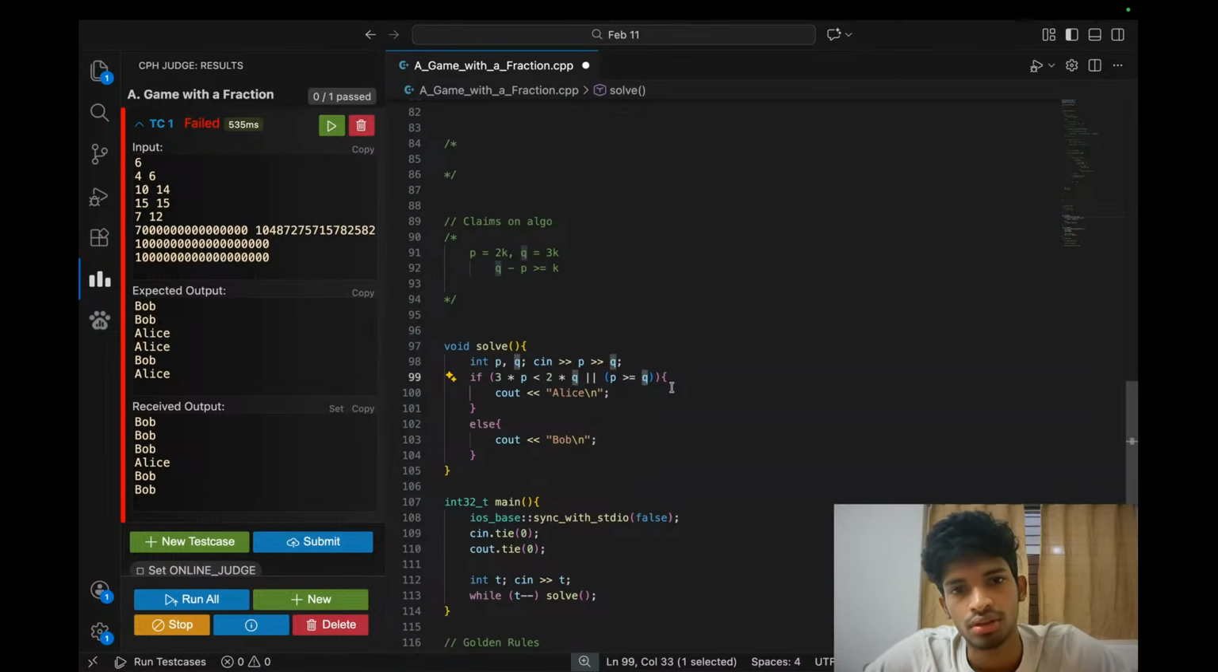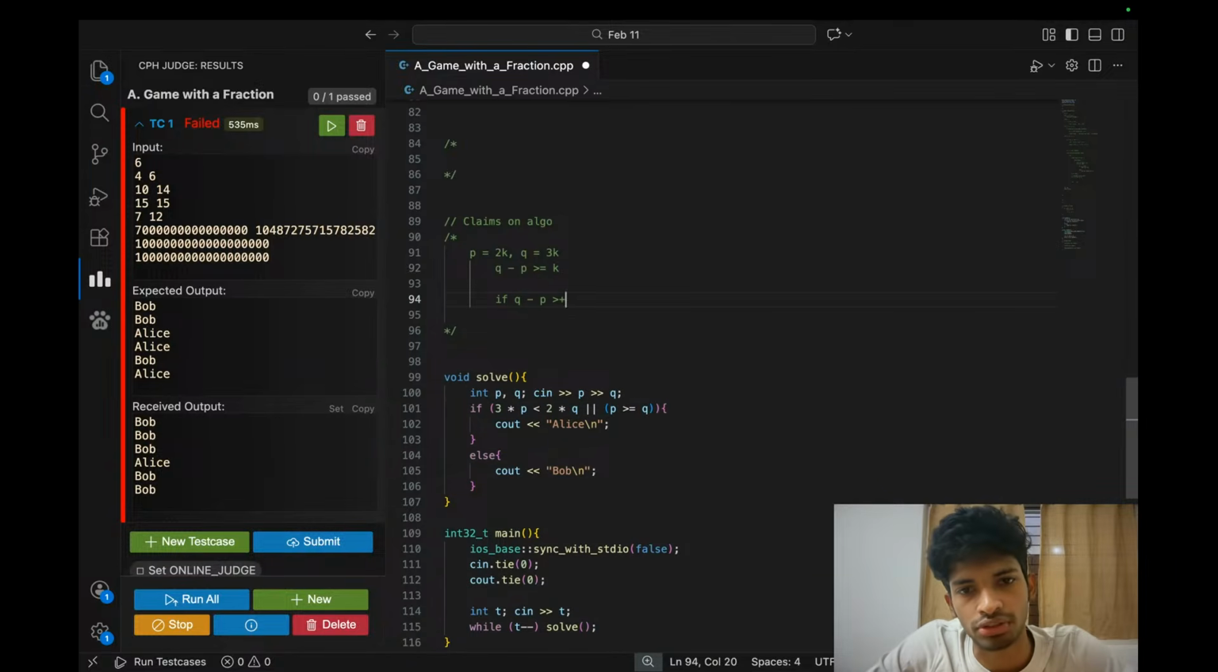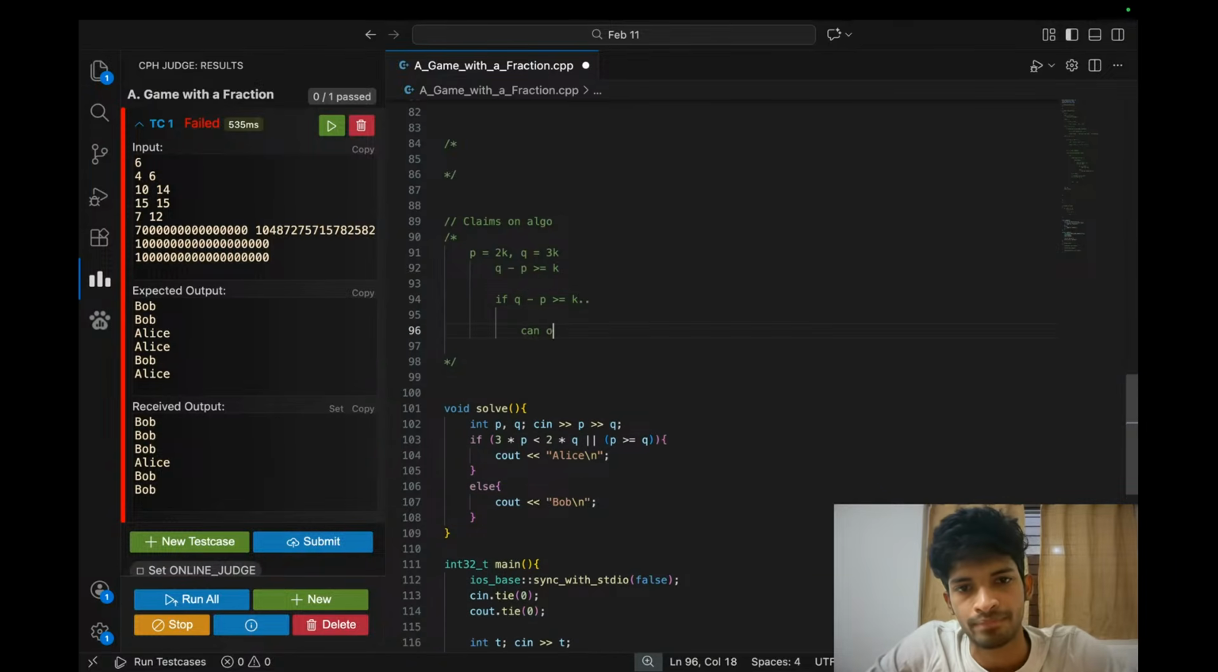Else, if q minus p is greater than or equal to k, let's think about that case. If q minus p is greater than or equal to k, whatever Alice does, Bob does the opposite, let's say, and this value will be greater than or equal to 1 always. Okay?